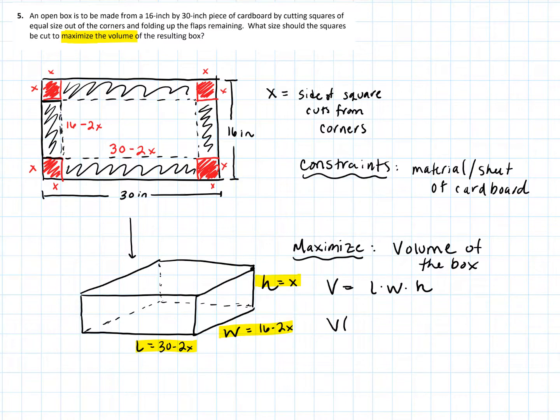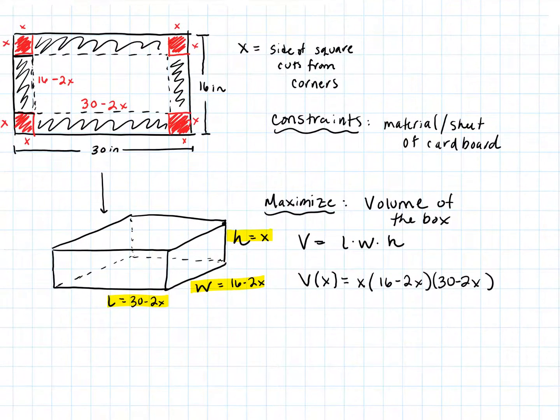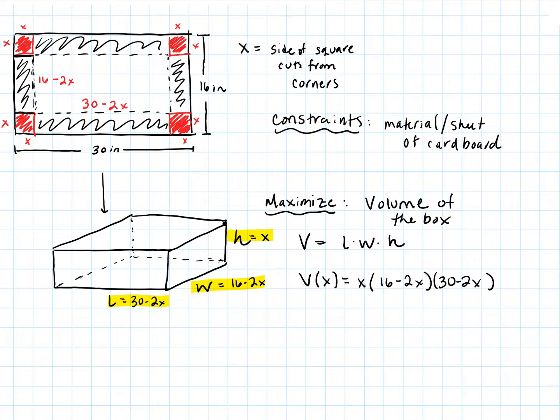So my volume equation becomes a function of x. It is going to be x times 16 minus 2x times 30 minus 2x. And I can expand that out, which I'm actually going to do. But before I do that, I want to just talk about what the domain of this would have to be. So what is the domain of this function? Because this function, when I get it expanded, is actually going to simply be a polynomial.